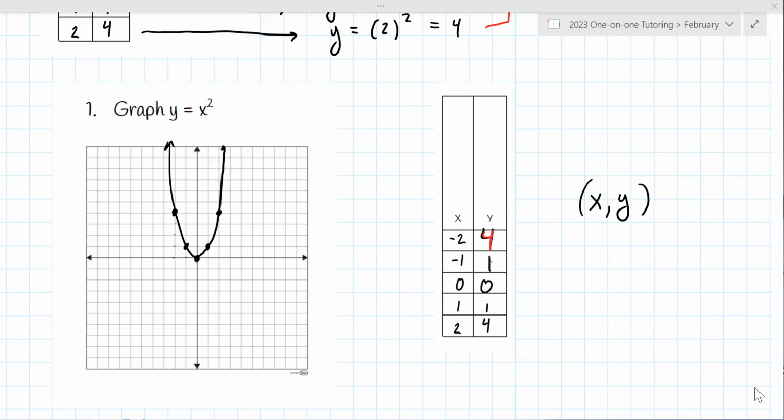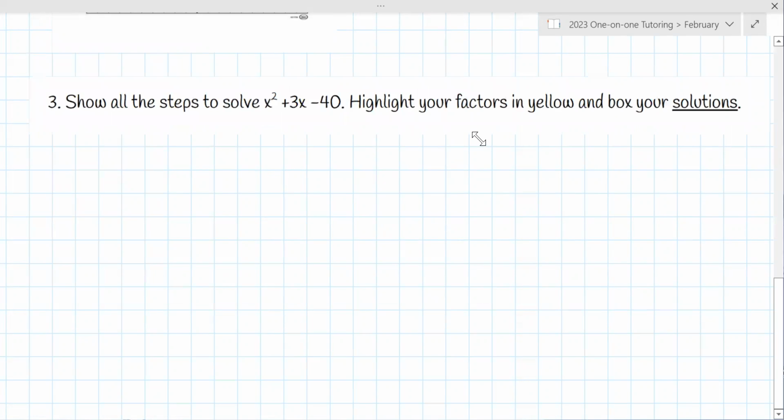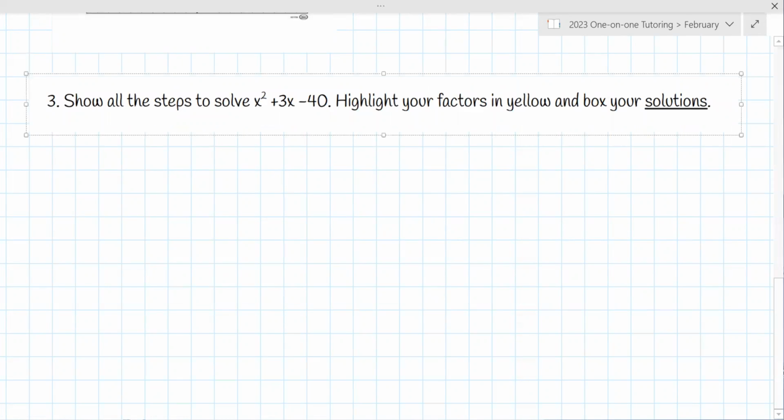All right, ready to move on to 3? Yes. All right, so what's a homework project? Why is this called a homework project? I have no idea. All right, well, here we go.